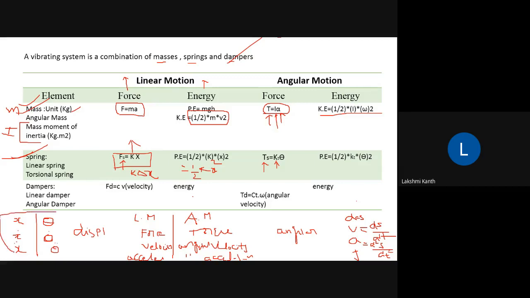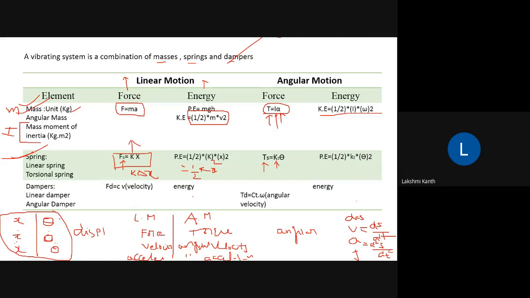So these are the terms we are going to use in our coming discussions. x is displacement, x dot is velocity, x double dot is the acceleration. Every time writing ds by dt, d square s by dt square is time consuming. And again, some people do not have enough confidence in the derivatives, it makes them psychologically weak. So to avoid all this, we are following these notations.